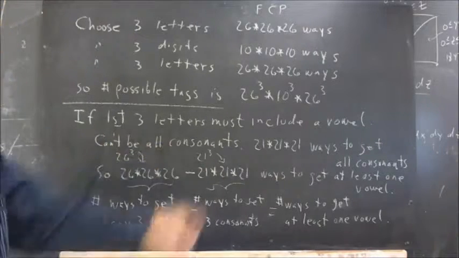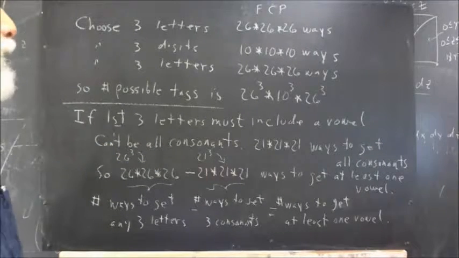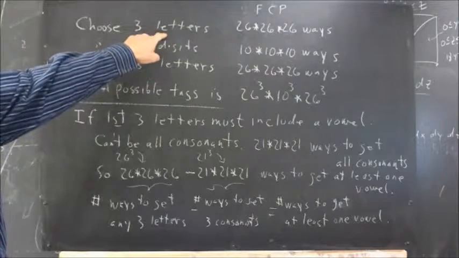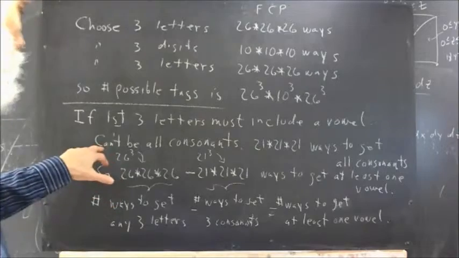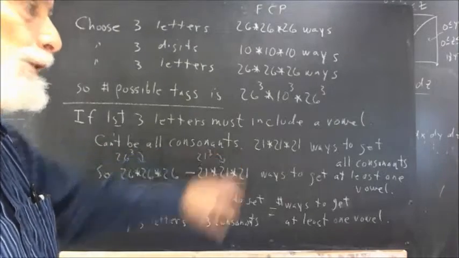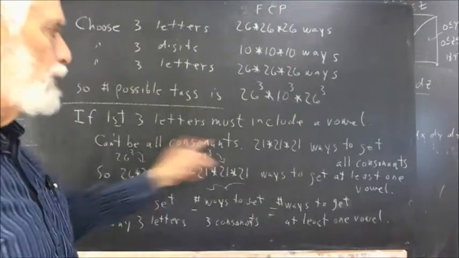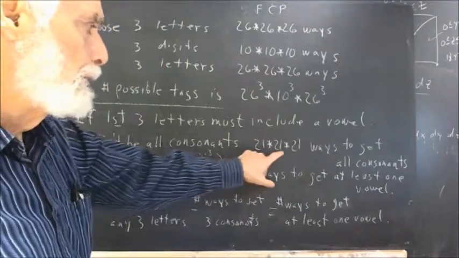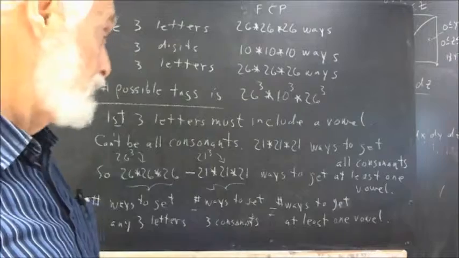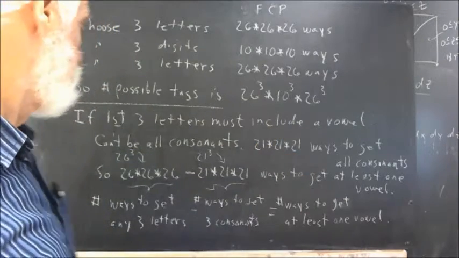We can cut through the complication by the fact that if your first 3 letters contain at least one vowel, that's equivalent to saying that the first 3 letters can't all be consonants. Okay, and we can say how many ways there are to get all 3 consonants. That's 21 times 21 times 21, because there are 21 consonants. Okay?